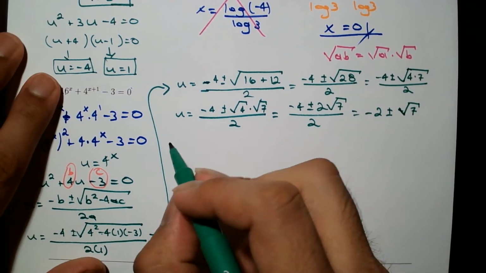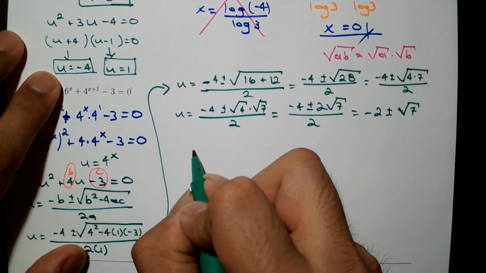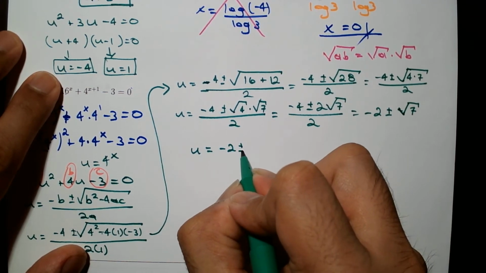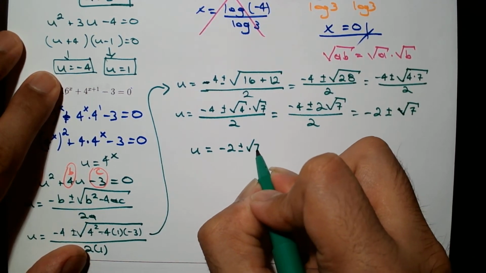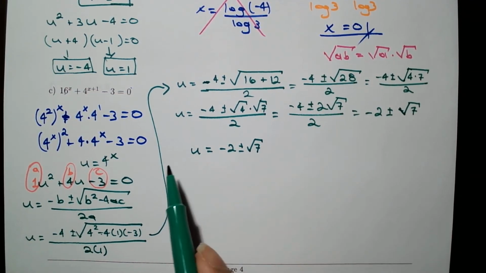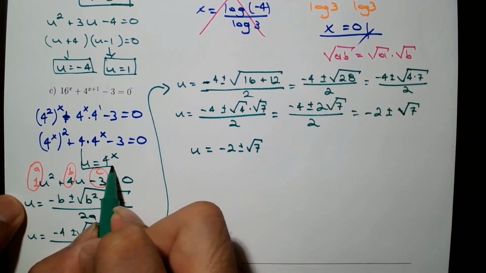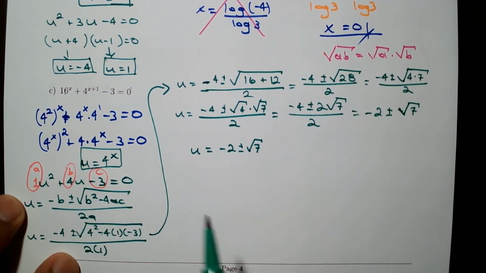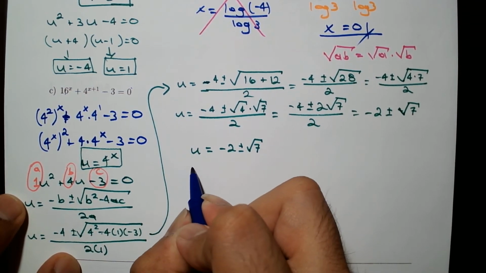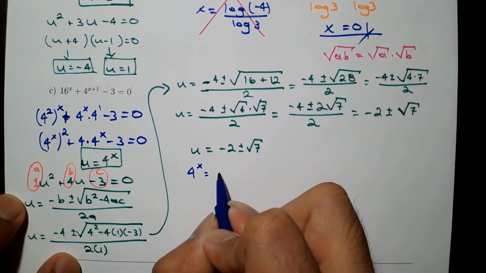All right, so so far we have the following. We have that u equals negative 2 plus or minus the root of 7. However, that is not yet our final answer because we did a substitution for u. So now what I'm going to do is go back and substitute for u, which is 4 to the x.